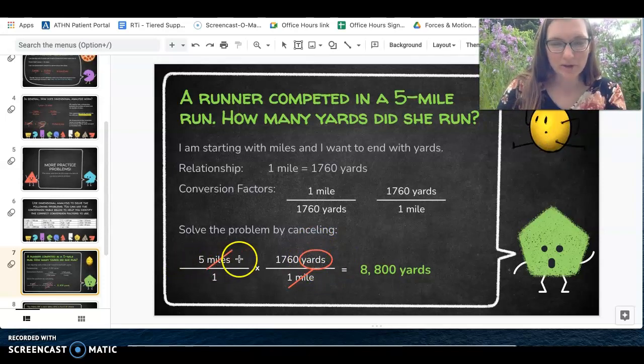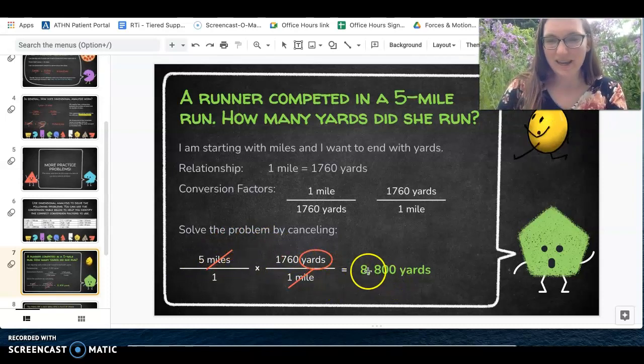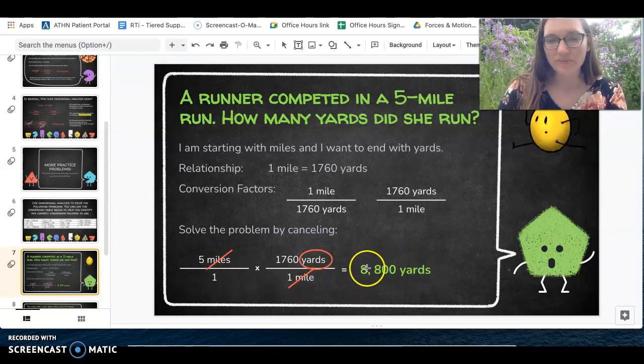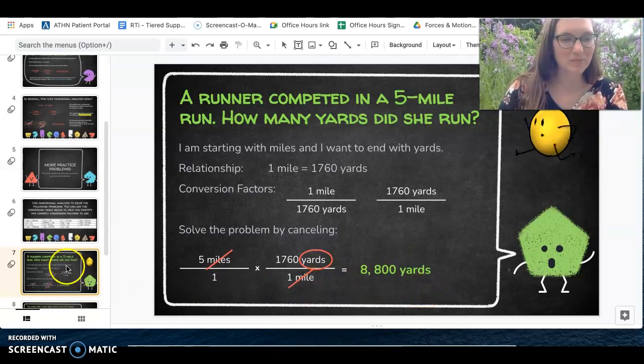And then we multiply across the top. So 5 miles times 1760 yards is going to be 8,800 yards. Okay, multiply across the top to get that number. We could also multiply across the bottom. 1 times 1 is going to be 1. So that would be 8,800 yards over 1 is what that ends up being.